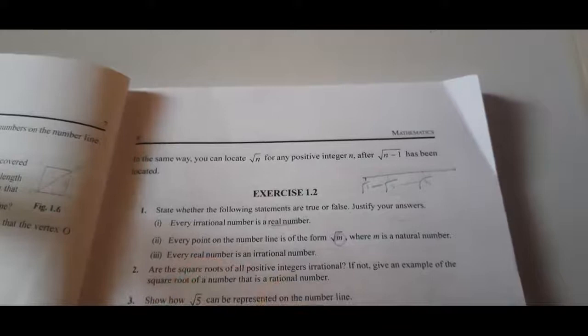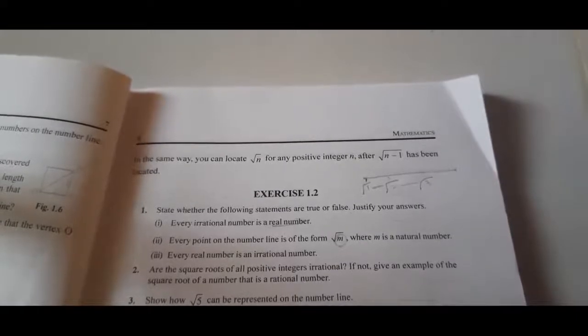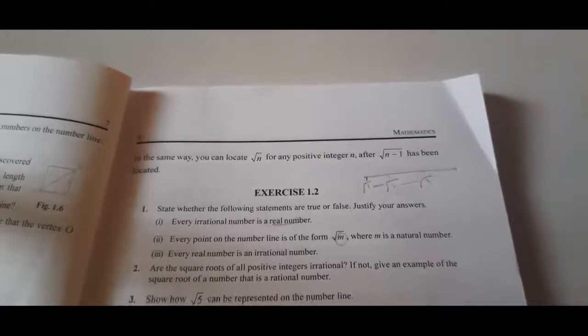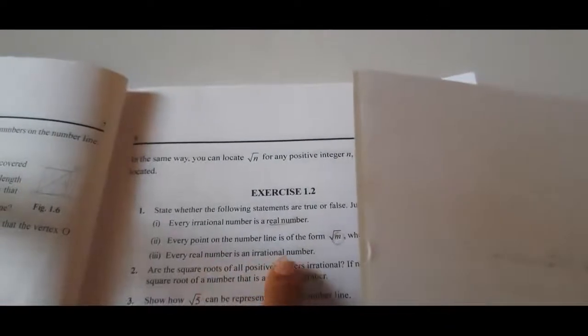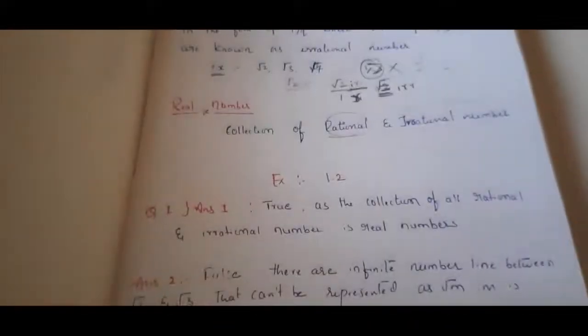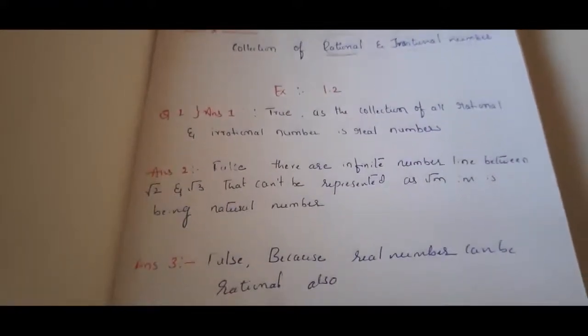Every real number is a rational number. Every real number is an irrational number. No. Why? Because I have told you just now, real numbers are a collection of rational and irrational numbers. So the answer is no, because a real number can be a rational number. What does the real number definition say? Collection of rational and irrational numbers. They are telling that every real number is an irrational number. No, because real numbers also contain what here? It can also be a rational number.